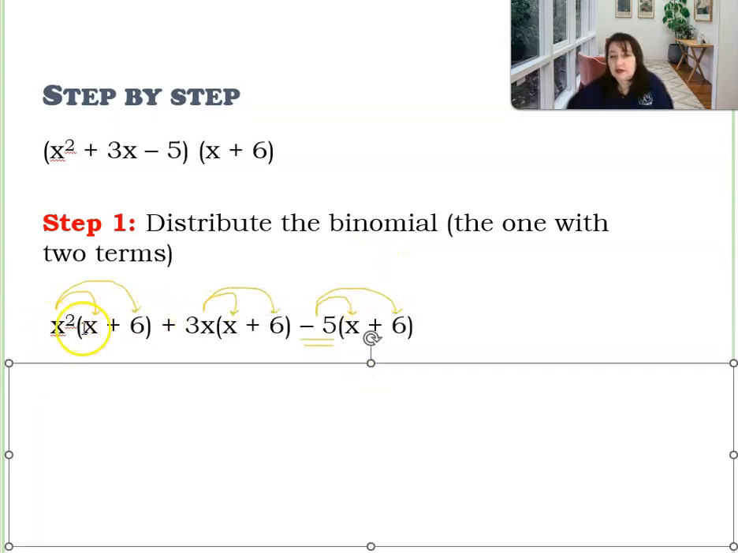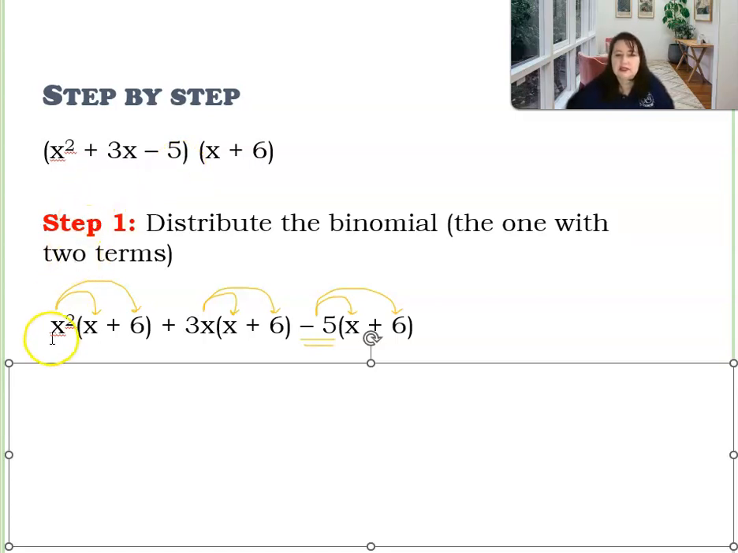So we're going to have x squared times (x plus 6), plus 3x times (x plus 6), minus 5 times (x plus 6). So we took this x plus 6 and we brought it into each of these three terms, so that way you can actually see it better. It's a little bit easier to handle and a little less stress.